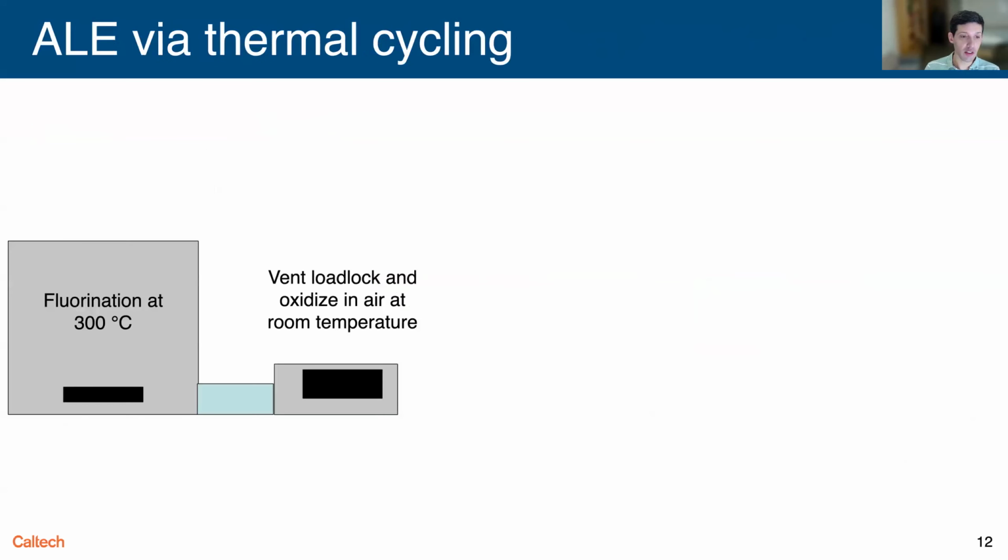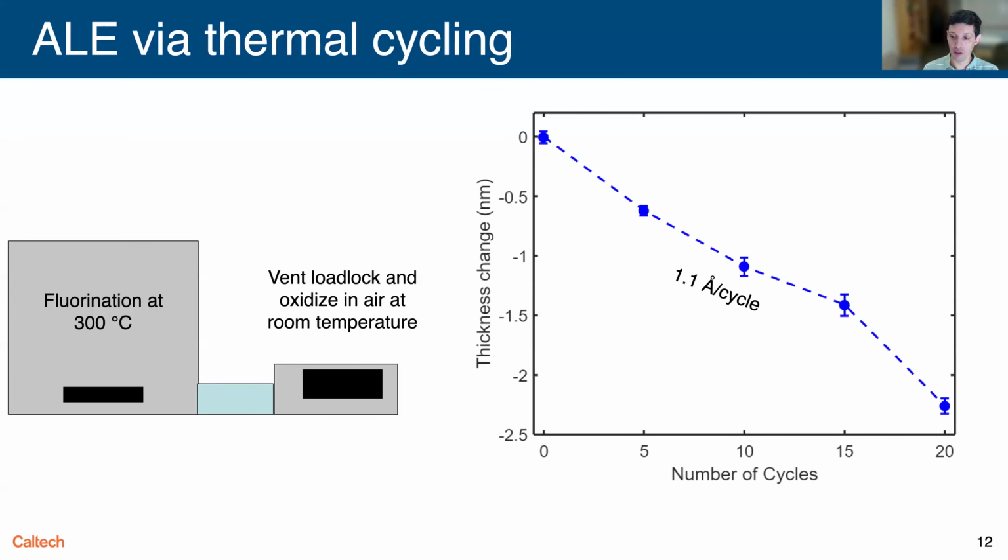As a test of that hypothesis, we did a very manually intensive process where we performed the fluorination at a high temperature in the reactor, but then we took it out into the load lock and oxidized it at room temperature. And this is rather painful to do, but it at least helps us validate the hypothesis. And indeed, we see now a thickness change that doesn't terminate after 20 cycles.